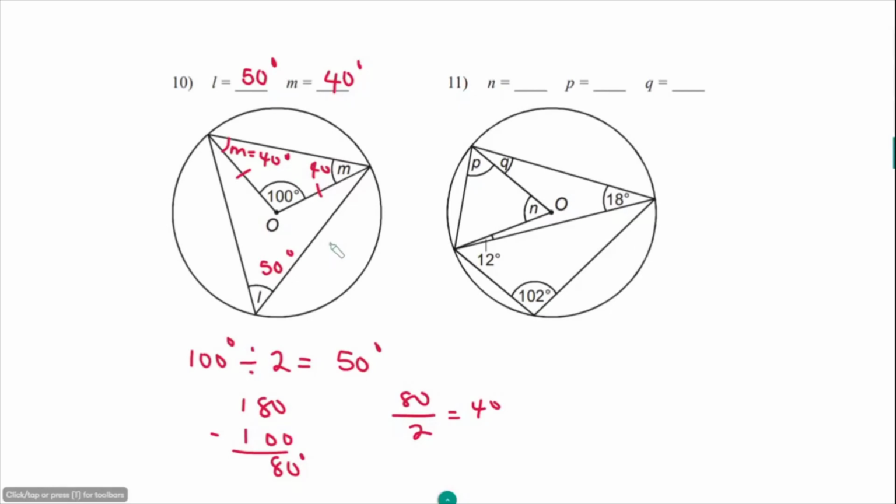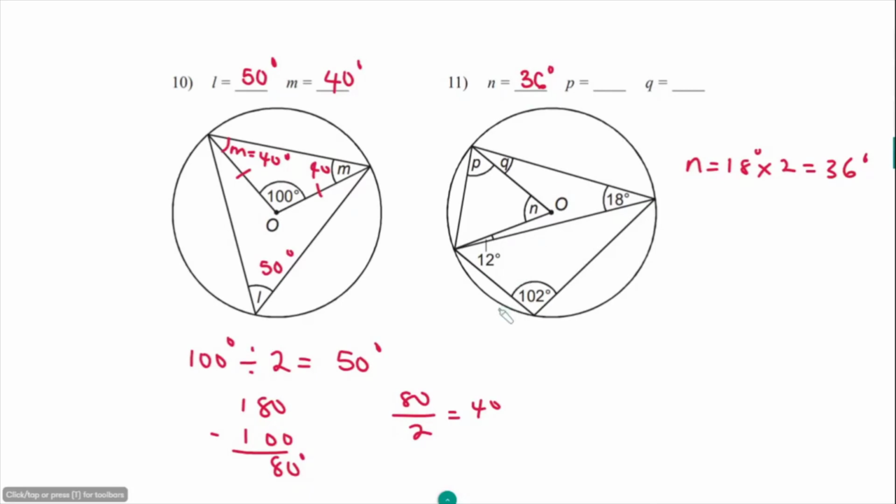All right, we come to question 11, and we've got a really complex problem here, but we can do some working. We need to find angles N, P, and Q. Which one can we get first? We can get N, because the angle at the center is twice the angle at the circumference. So N is definitely going to be 18 times 2, which gives 36 degrees. So N is 36 degrees, quite an easy one.